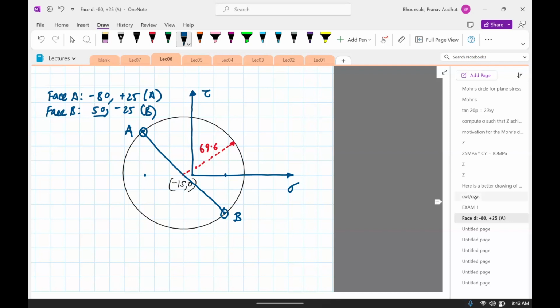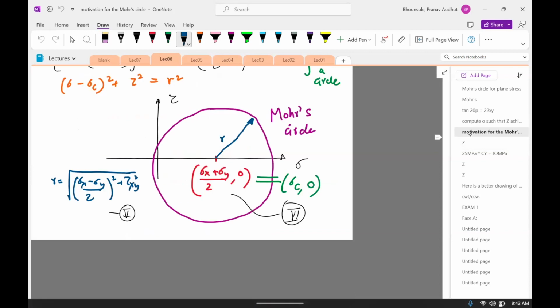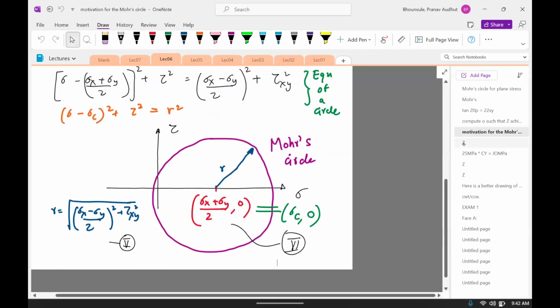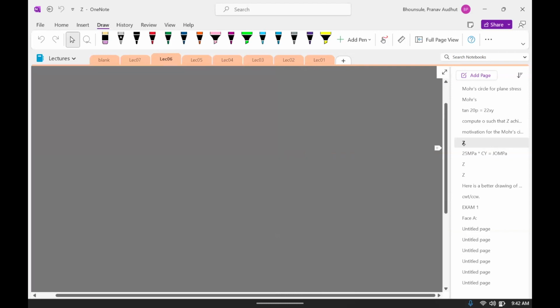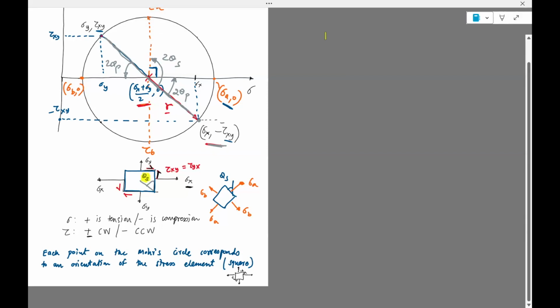Okay, so now I have face A and face B, and when I say 30 degrees, it's basically 30 degrees clockwise about face A. Now, if you go back to the Mohr's circle, you'll see this thing: when you rotate the plane stress element by theta s, you actually rotate by 2 theta s on the Mohr's circle. Same for theta p. If you rotate by theta p on the stress element, you always go 2 theta.